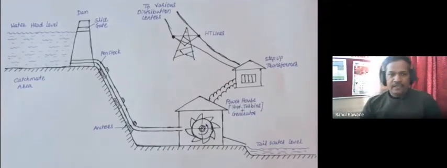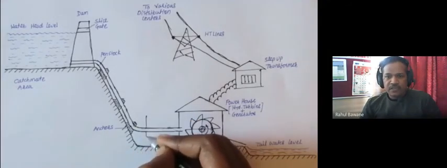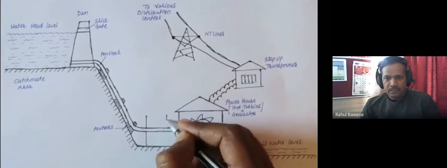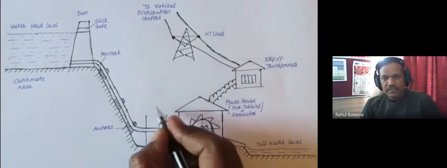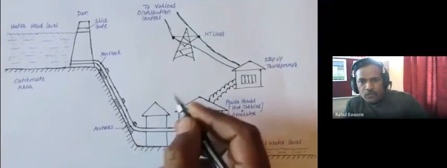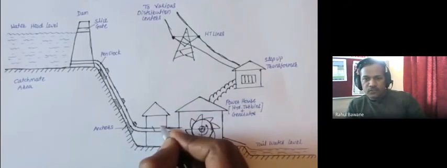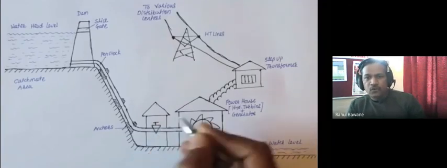Now it is not necessary that each time you require the same amount of energy. Especially in the summer season, we require a high amount of energy. In winter and the rainy season, the energy demand is reduced. So power generation also we have to control, and for that there is a control room.